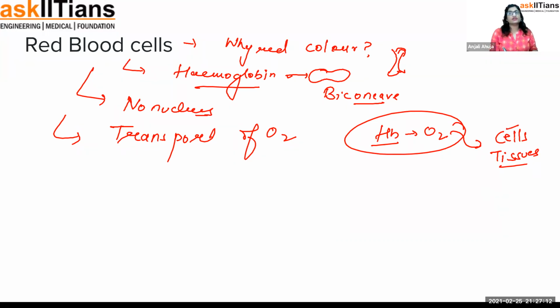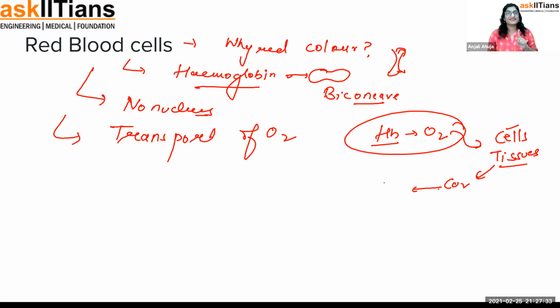All the cells will use oxygen and they will throw out carbon dioxide after using it up. And that CO2 also, through the blood, will move back through the lungs, and then we breathe out. That is the exchange that happens. But in the blood, hemoglobin is the one that is helping in the transport of oxygen. Are you getting my point?